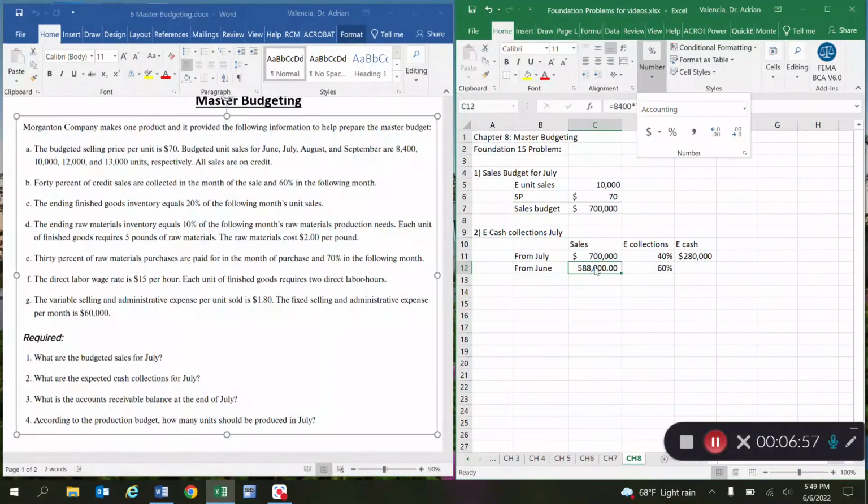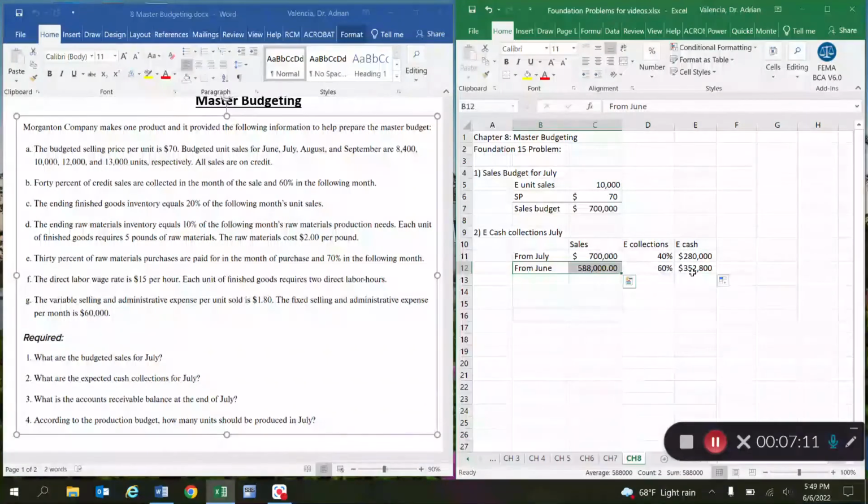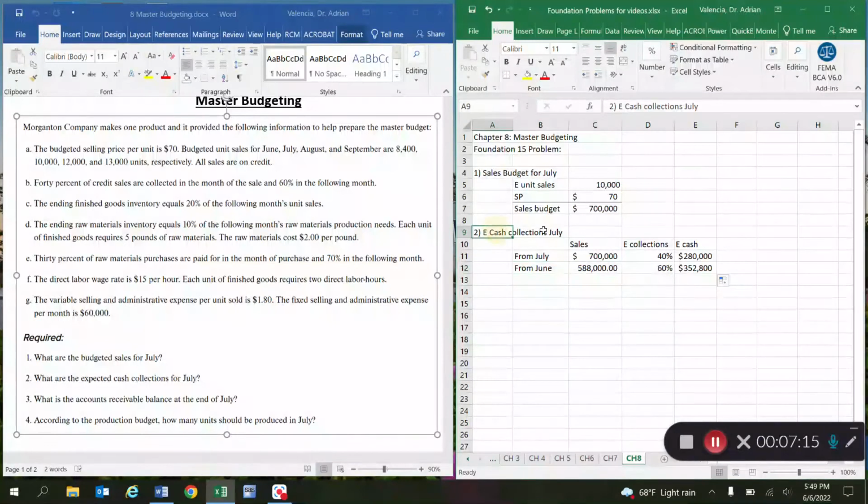40% of this was collected in June, and then 60% now is collected in July. So what this means is that out of the sales in June of 588,000, 352,000 is collected in July. Okay, because remember, we're doing the expected cash collections for July. So we will sum this up, and we would say that the expected cash collections in July from sales is 632,000.